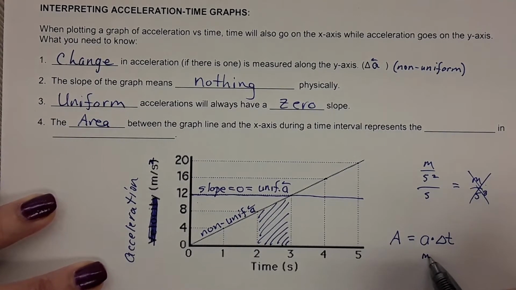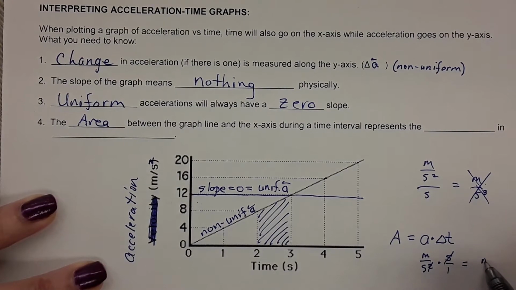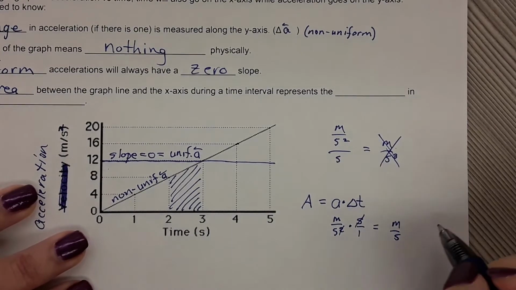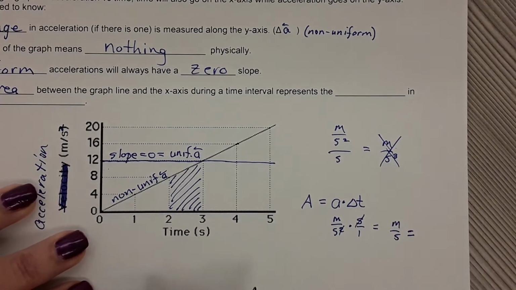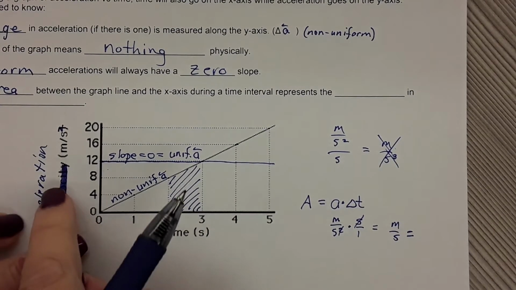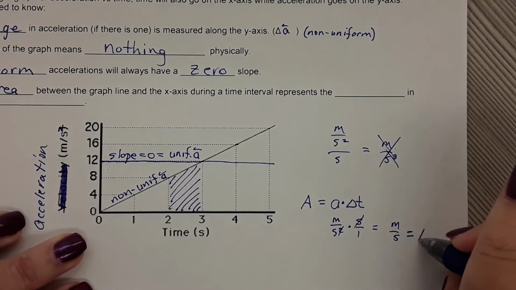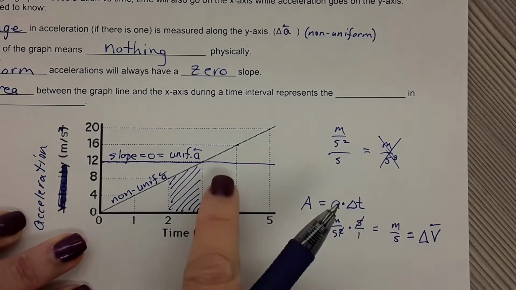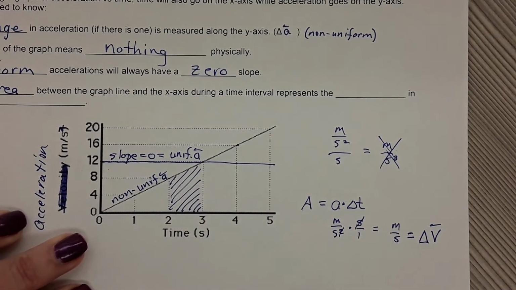Well, that gives you units of meters per second squared times seconds, in which case one of the seconds cancels, and that leaves you with units of meters per second. And what do we know is measured in meters per second? It's velocity. The area between the graph line and the x-axis on an acceleration time graph represents a change in your velocity. The bigger the area, the greater your change in velocity is for that time period.